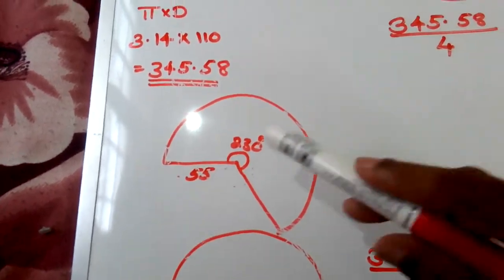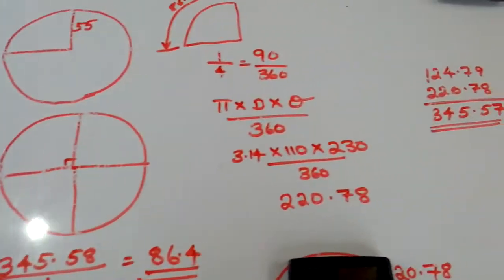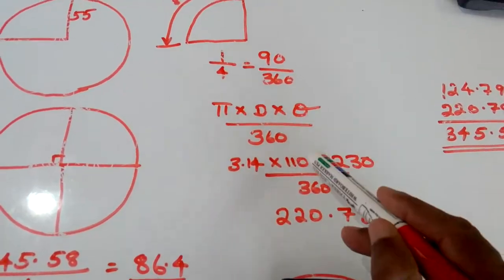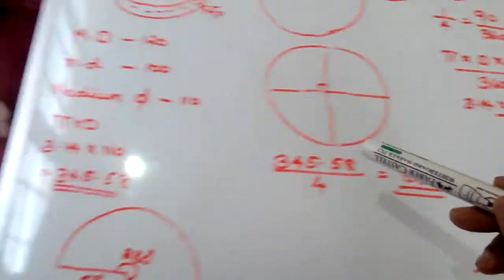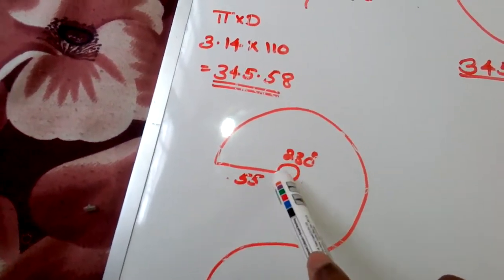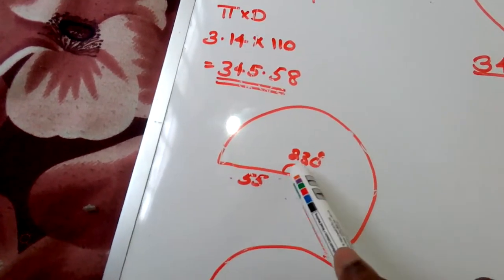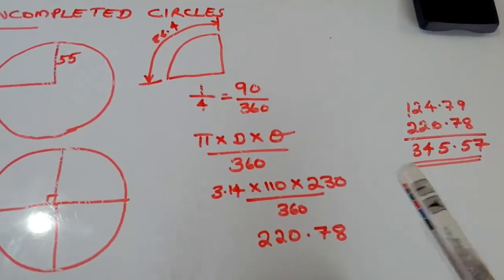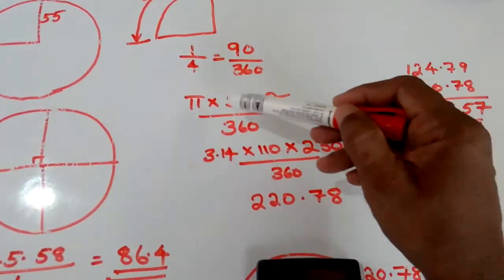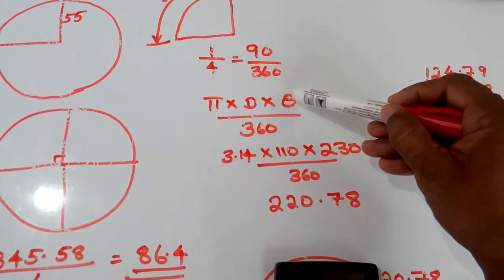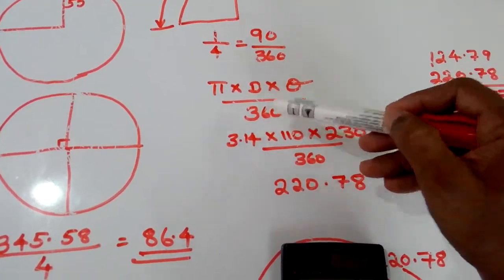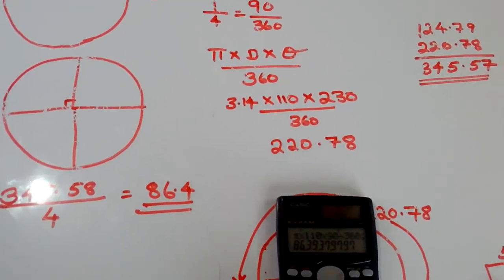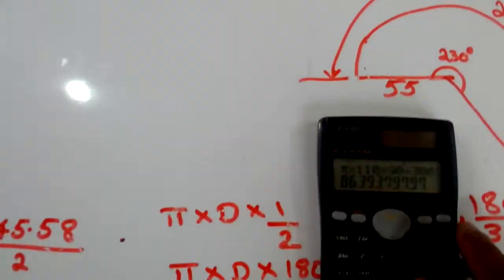Same formula we can use here: pi d into degree divided by 360. Instead of pi we can use 3.14. Instead of d we can use 110, because from here to here the total diameter is 110, with each half being 55. Instead of theta we can use 230, and 360 stays 360. It will be 220.78.